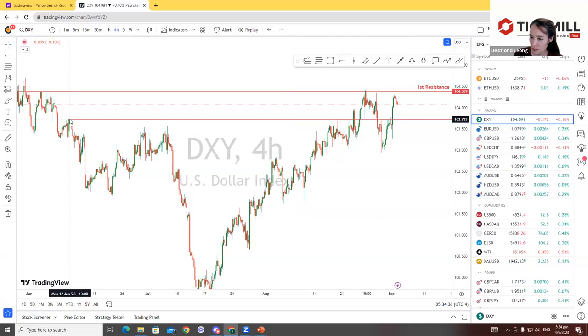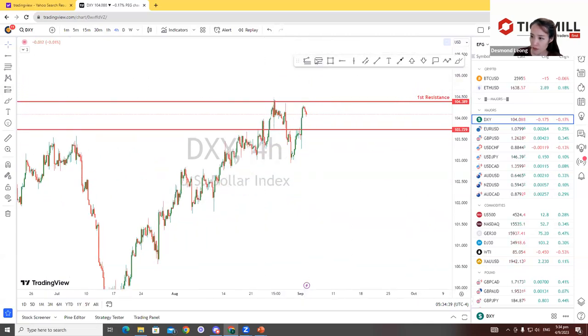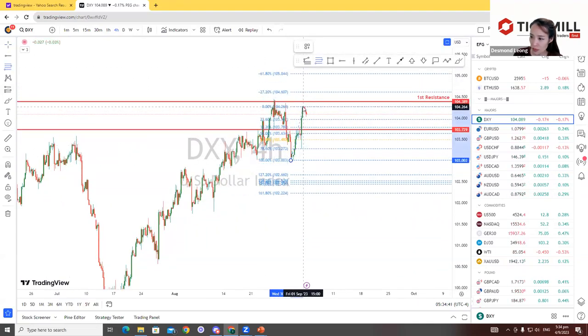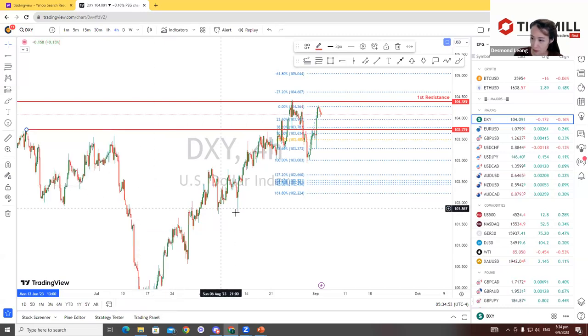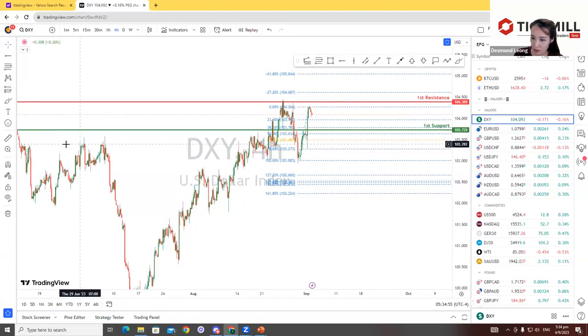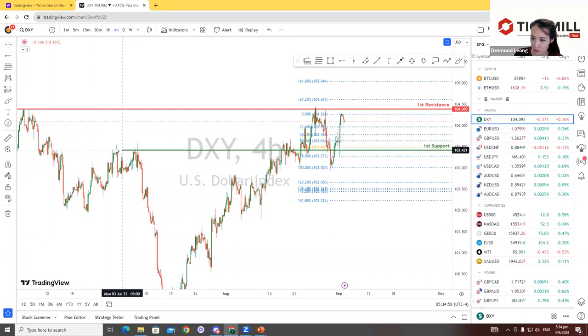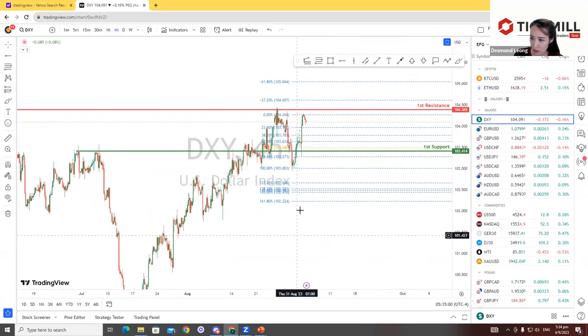Now I'm going to use Fibo to draw my second support. So this is my first support, it could be at this level. Last week my first support was somewhere here, and then we caught the buy entry somewhere here.